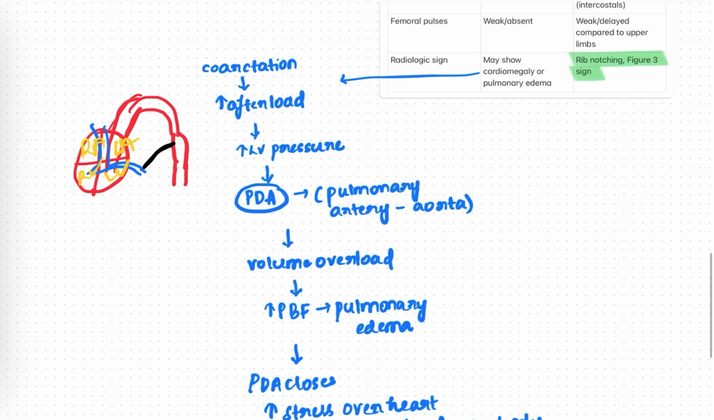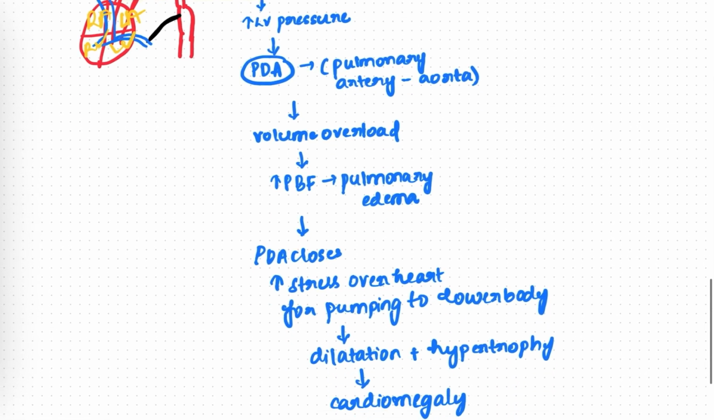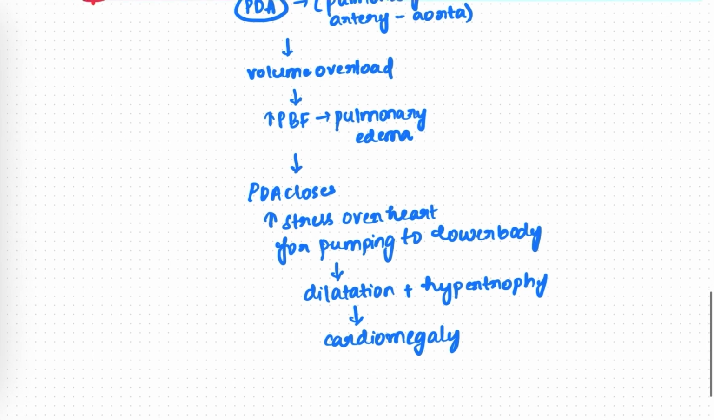Let us see the gist of pathophysiology here. Whenever there is coarctation in preductal type, there is increase in the afterload. So there is increase in the afterload and increase in the left ventricular pressure. Since there is also a patent ductus arteriosus, there is more amount of blood reaching the aorta from the pulmonary artery. So there is more backflow of the blood to the left ventricle. So there is volume overload, and there is also pulmonary edema because of increase in the pulmonary blood flow.